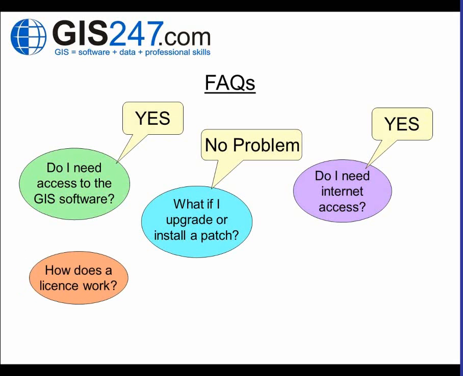How does a license work? Each license is tied to the domain name of an organisation, for example, localauthority.gov.uk or organisationx.com. All the users are then set up for that domain, either for the set number of users or for an unlimited number.